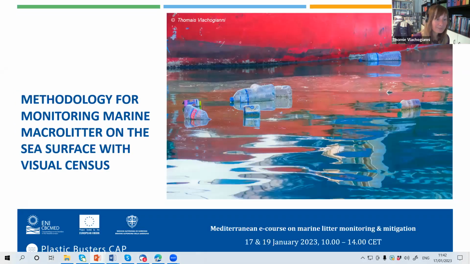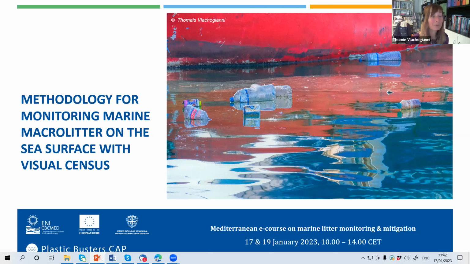So this is the approach for monitoring macrolitter on beaches, and now we will move on to the sea surface. In general, you have to keep in mind that the principle is the same. It is just that the environmental medium is changing. And of course, some adaptations need to be made in order to be able to apply the same approach at sea.